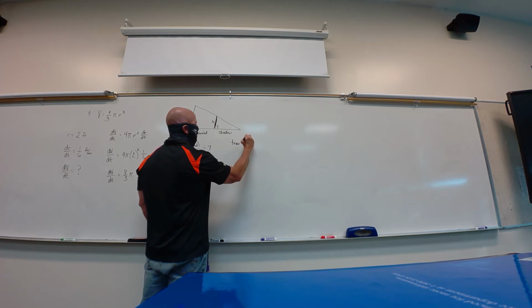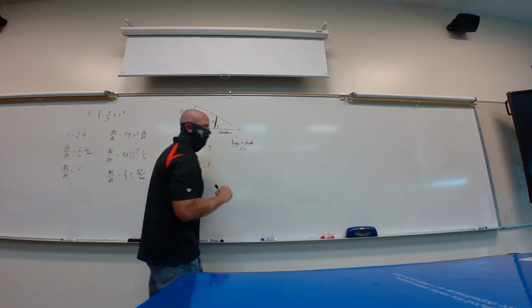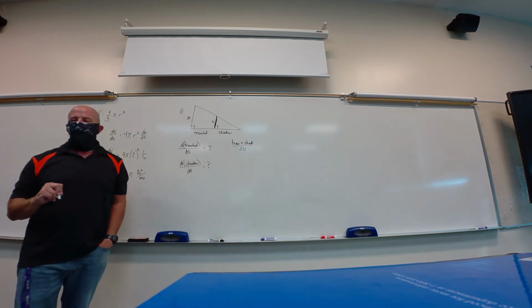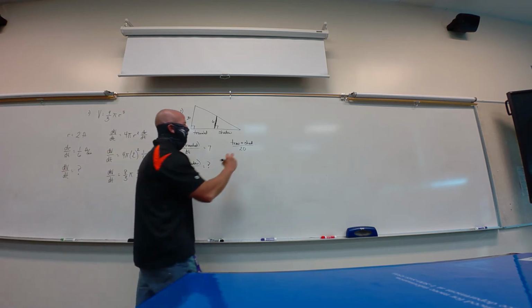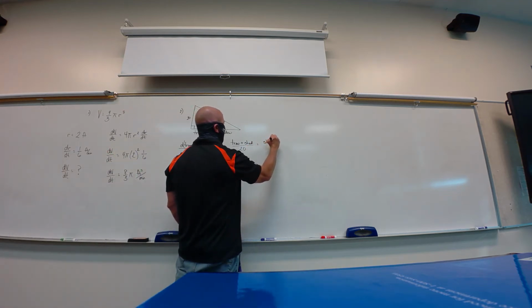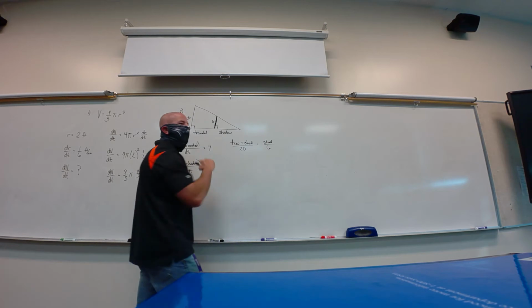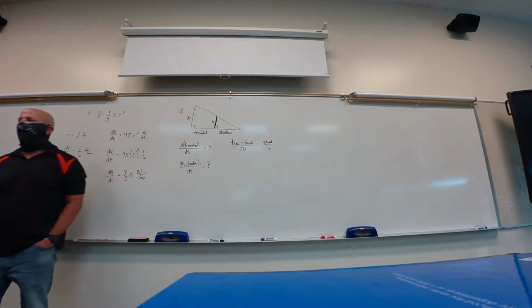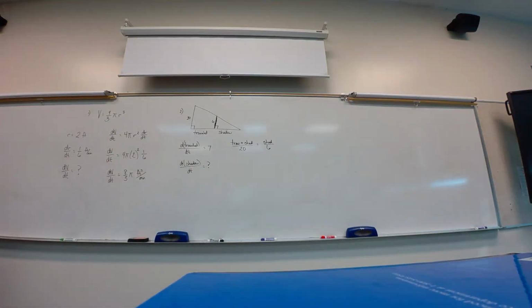Traveled plus shadow over 20. There's my first ratio, equals shadow over 6. Now there are multiple ways we can set up a proportion with similar triangles. So basically what I've done is I've said the base of the big one over the height of the big one is proportional to the base of the little one over the height of the little one.